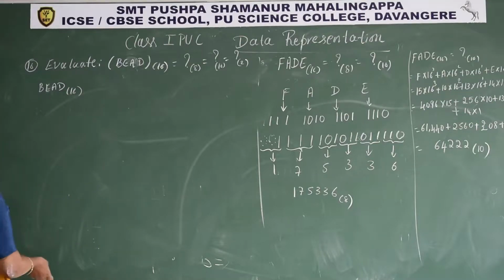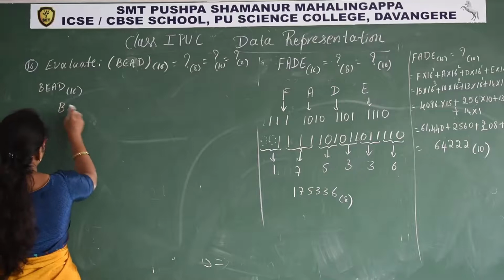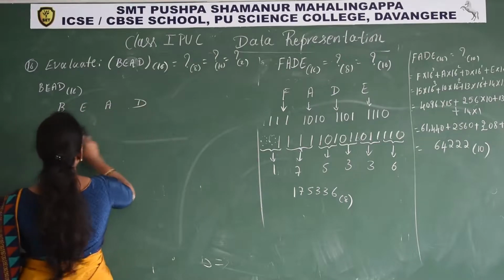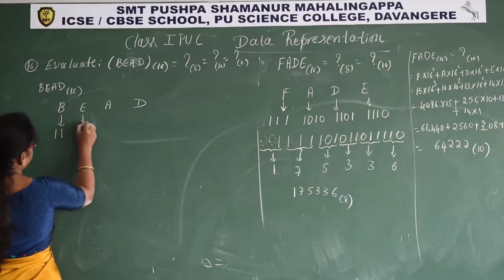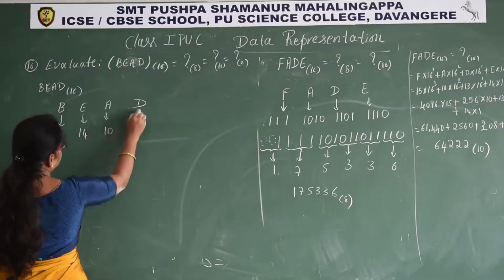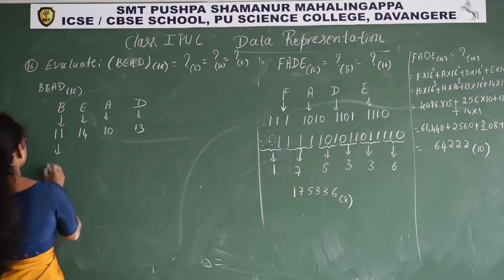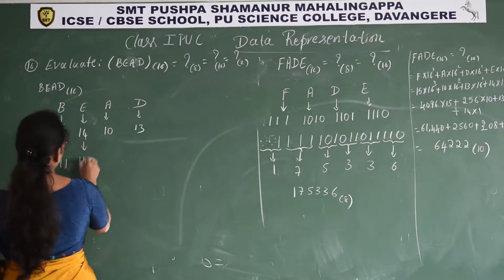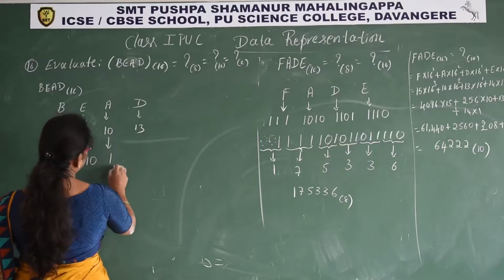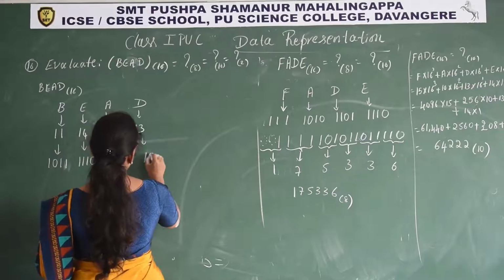How to convert hexadecimal to octal? First, we should write these characters. What is the decimal value of B? B is 11 and E is 14. Now the 4-bit binary for 11: 8 plus 2 plus 1 is 11, that is 1 0 1 1. For 14: 8 plus 4 plus 2, that is 1 1 1 0.